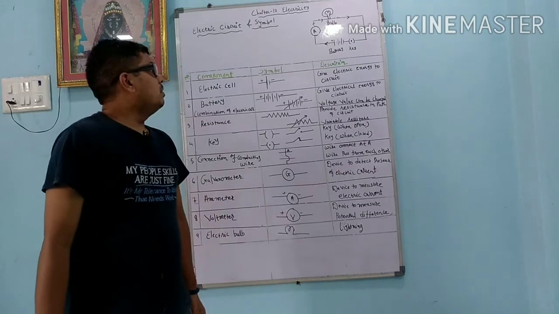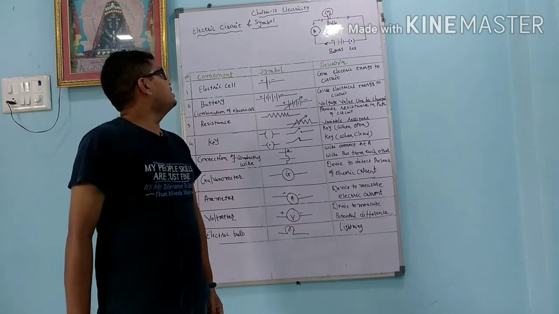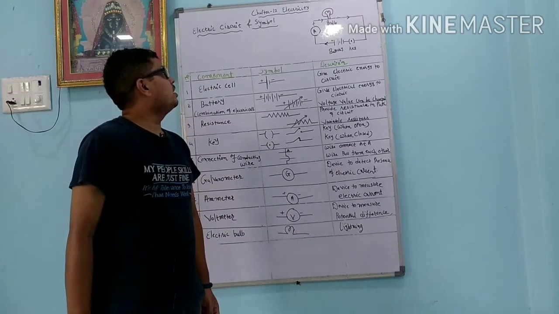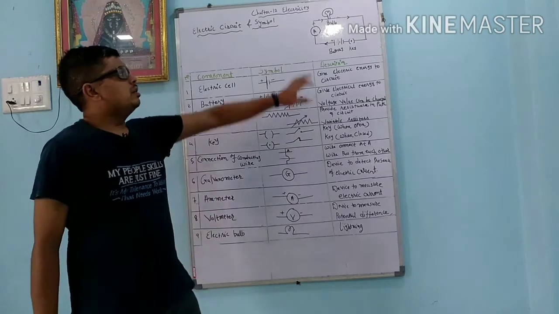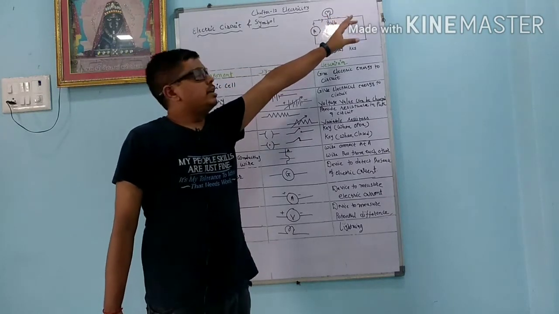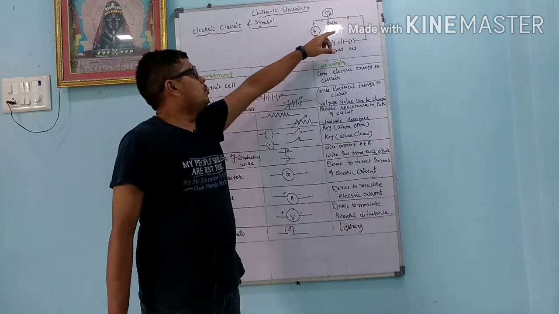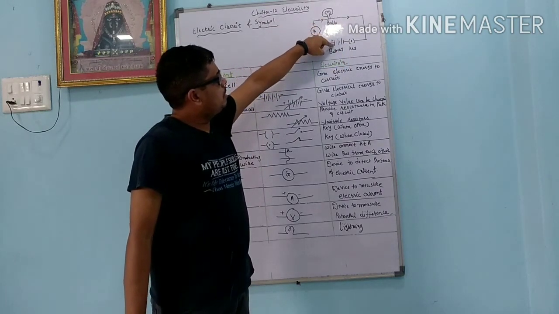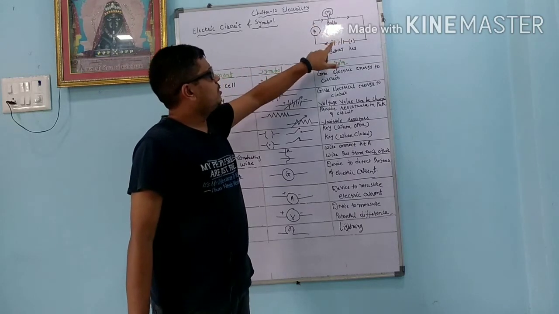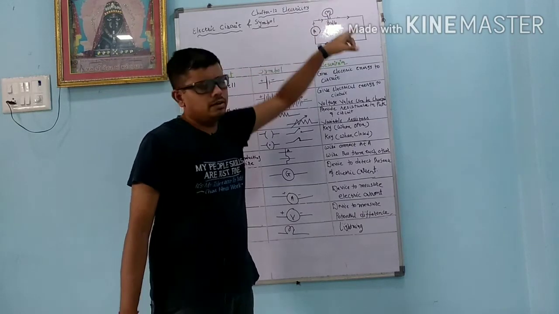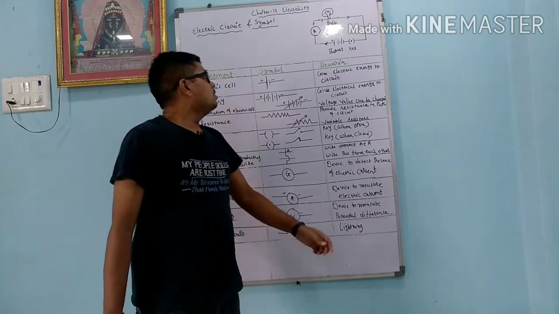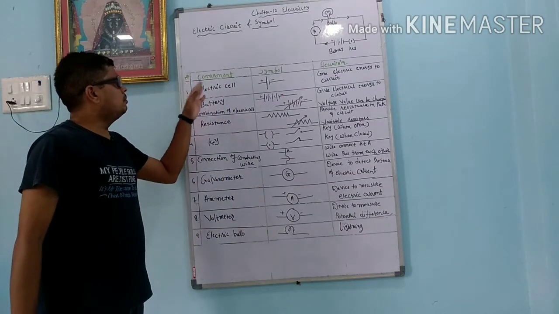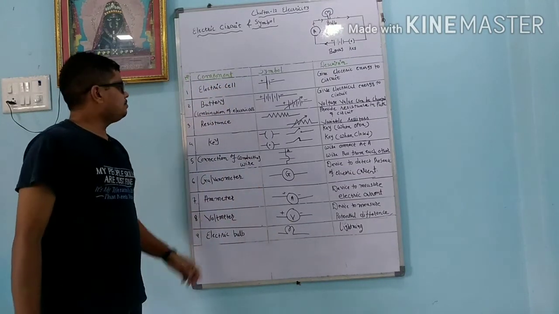Today we will continue our chapter number 12, electricity. In that we will learn about electric circuit and symbol. So here the diagram is given, that is the diagram of an electric circuit. Here an ammeter is given, here a bulb is there, a battery is there, a key is there. Electric current flows from the positive to the negative. Okay, we will learn all the components, symbols and descriptions.